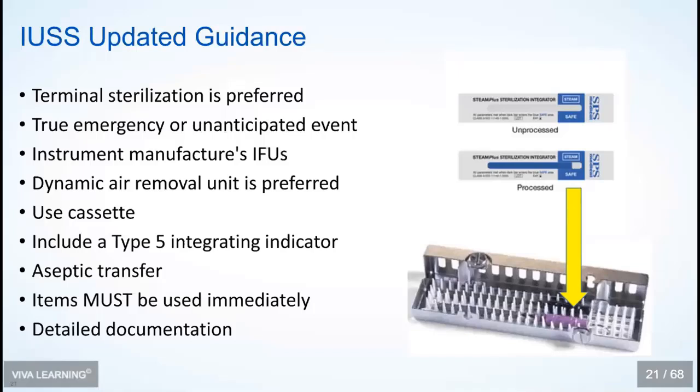The cassette allows you to do an aseptic transfer from the chamber to the point of use, and it is important to remember these items must be used immediately. They cannot be stored for later use. And the documentation is very detailed when you do IUSS, and so that's something that you can look into with the AAMI Standard 79.